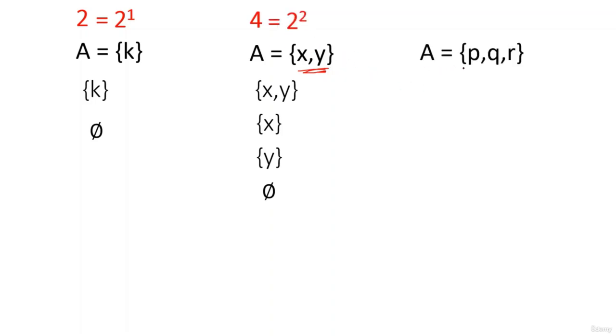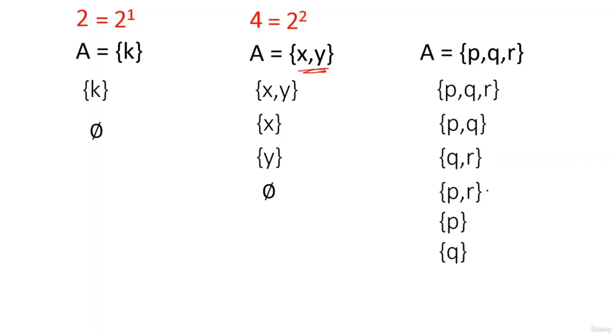Suppose the set A has elements P, Q, and R. Okay. तो इसके सबसेट क्या क्या बनेंगे? {P, Q, R} पूरा ले लो, {P, Q} ले लो, {Q, R} ले लो, {P, R} ले लो, {P} अकेला, {Q} अकेला, {R} अकेला, phi null set. Okay, there are 8 possible subsets here, right? 8 is equal to 2^3.